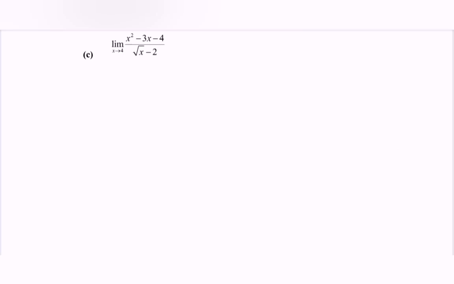Kindly refer to C. Substitute the value 4, and we will have 16 minus 12 minus 4 over 2 minus 2, which equals 0. So actually it is equal to 0 over 0. So this is what we call the indeterminate form. So here we have multiply by the conjugate, factorization, and long division. My strategy will be multiply by the conjugate.